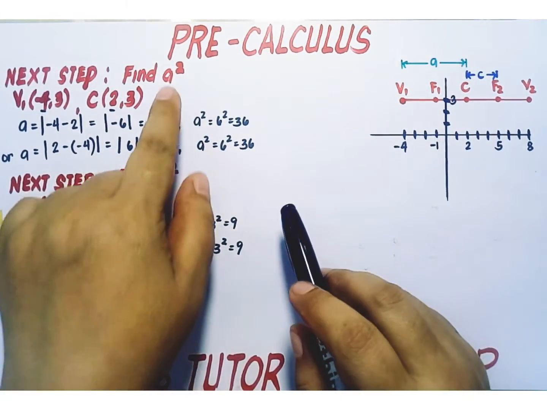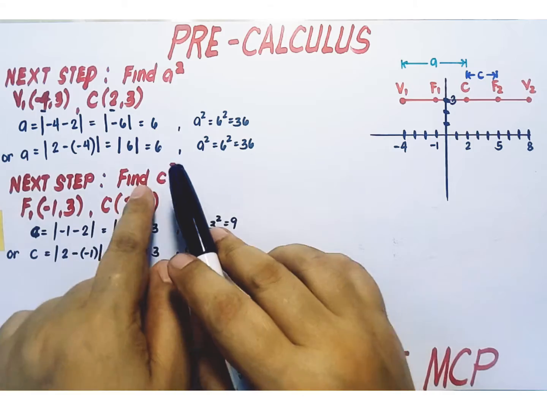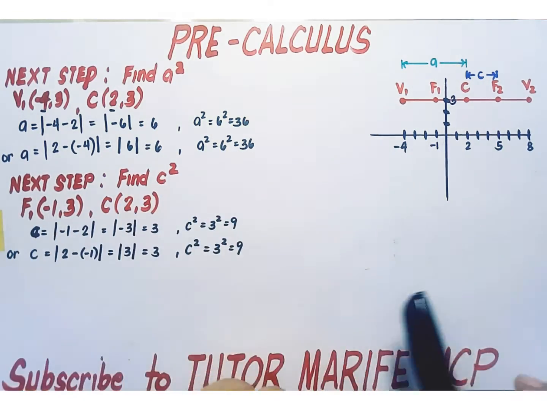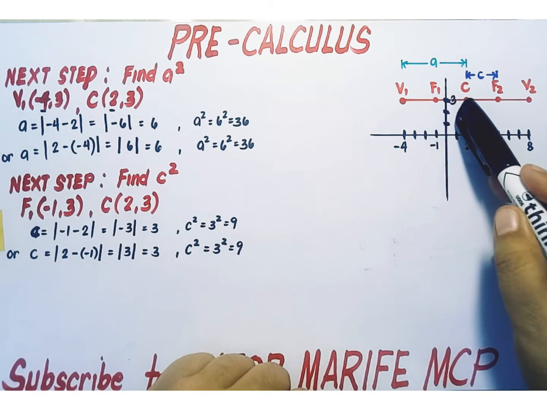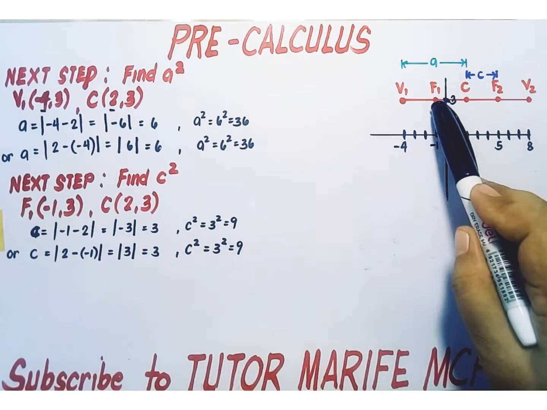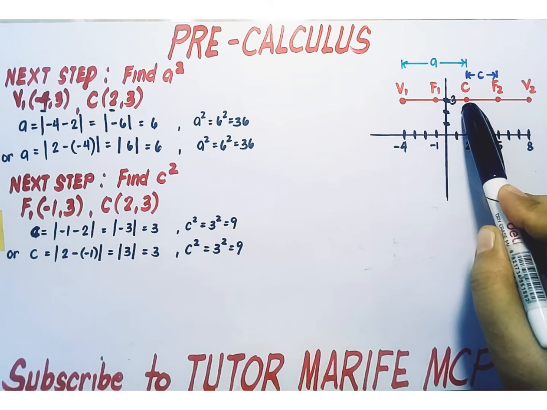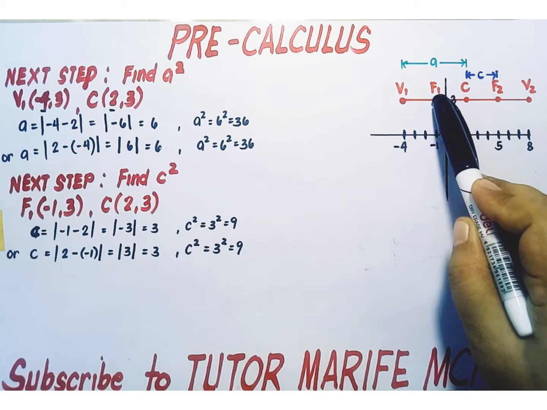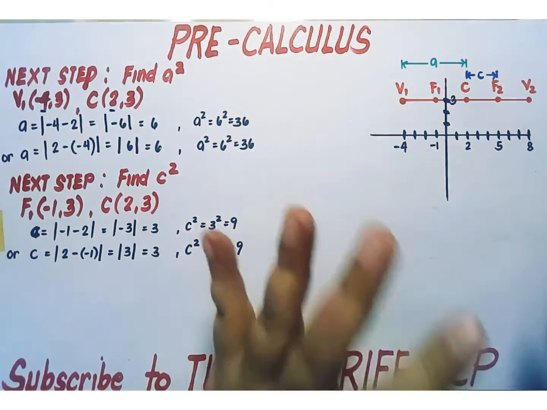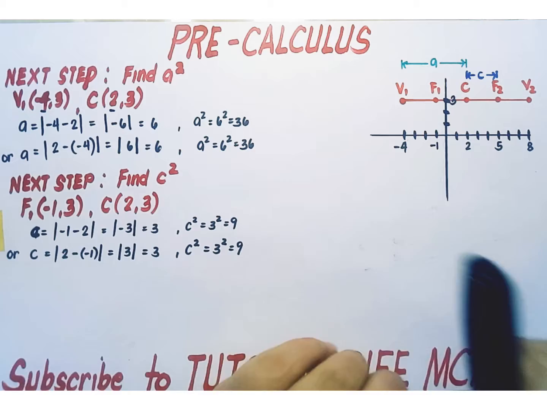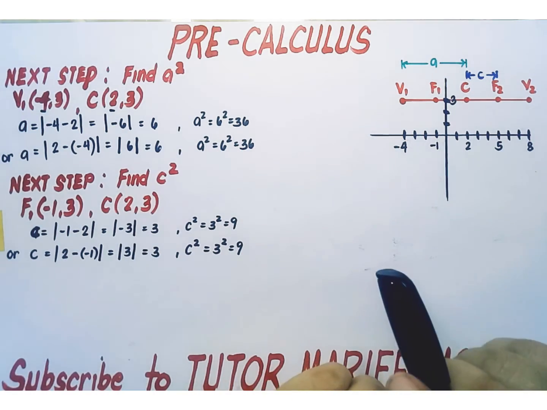After finding a squared, the next step is finding c squared. What does c represent? C is the distance between the focus and the center of the ellipse. By inspection, we can see that the distance between the first focus and the center is 1 unit plus 2 units equals 3 units. Therefore, c is equal to 3 and c squared is equal to 3 squared or 9.